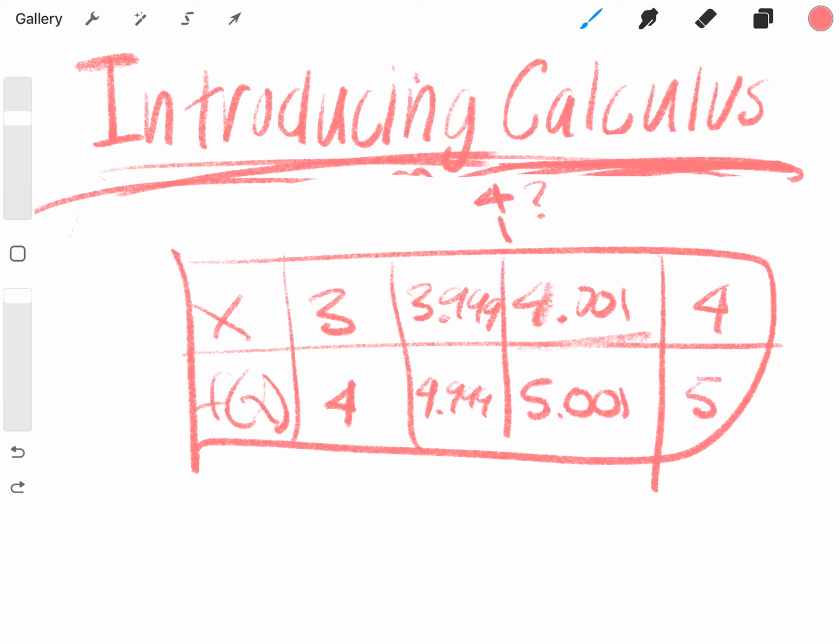Those are really close to 4. So we could just say, look at them, the value in between looks like it's 5. So we could go ahead and call it that. And that's pretty much a limit from a table. It's an estimate. It's not exact because you don't know for sure if it's straight, but you can get a pretty good estimate because they're really close values.